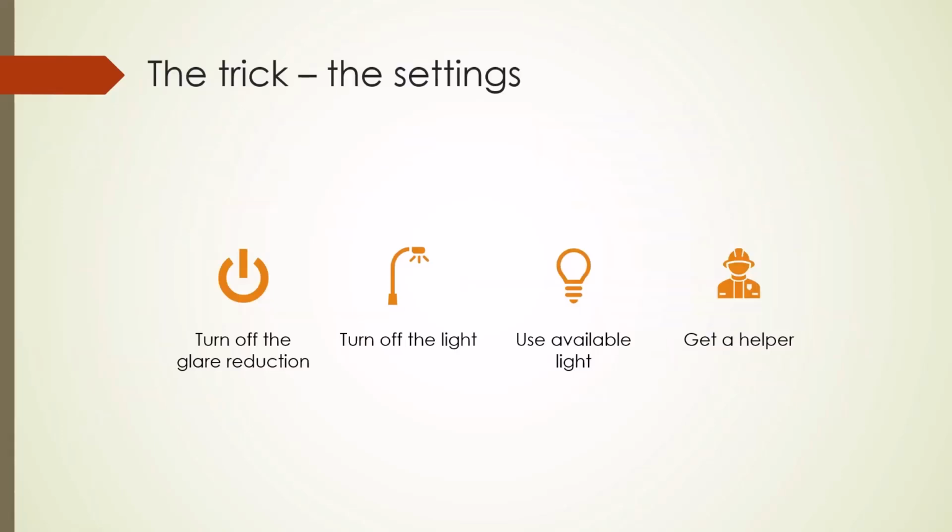So the trick, and how did I do this? It's in the settings. You want to turn off glare reduction. The reason for that is it's going to take too long to get those little 4 dots each time you take a picture. You want to turn off the light setting as well in the camera. You want to use available light, and we'll talk about that in a minute, and it's always good to have a helper.